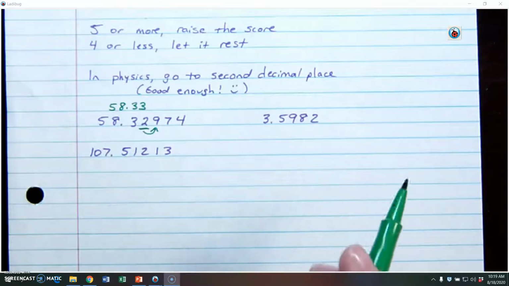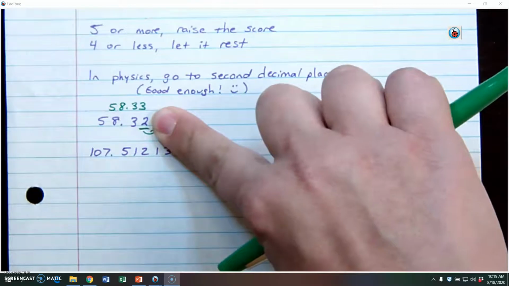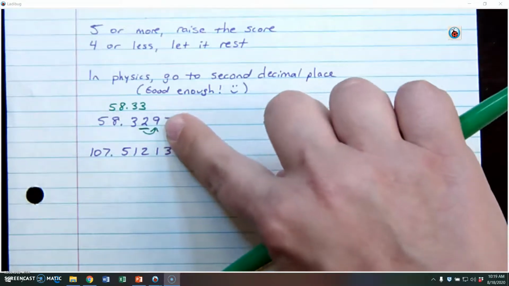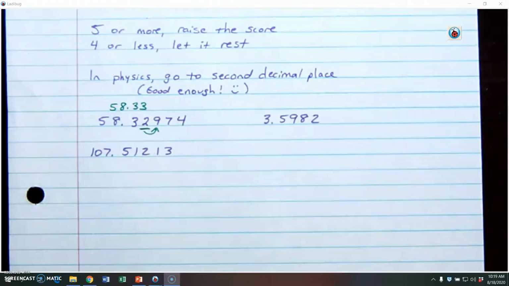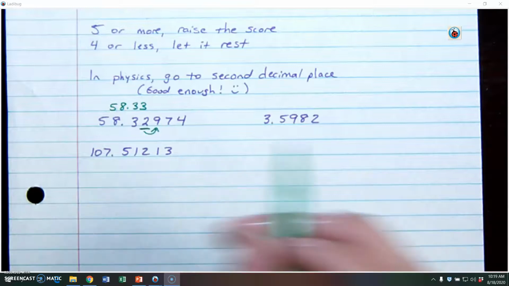Some people, if they get things wrong, they're tempted to just be lazy and just cut off the end of the number and make it 58.32, but that's not correct. You have to look at the third one to decide what happens to that 2, if it's going to be a 2 or it's going to be a 3.